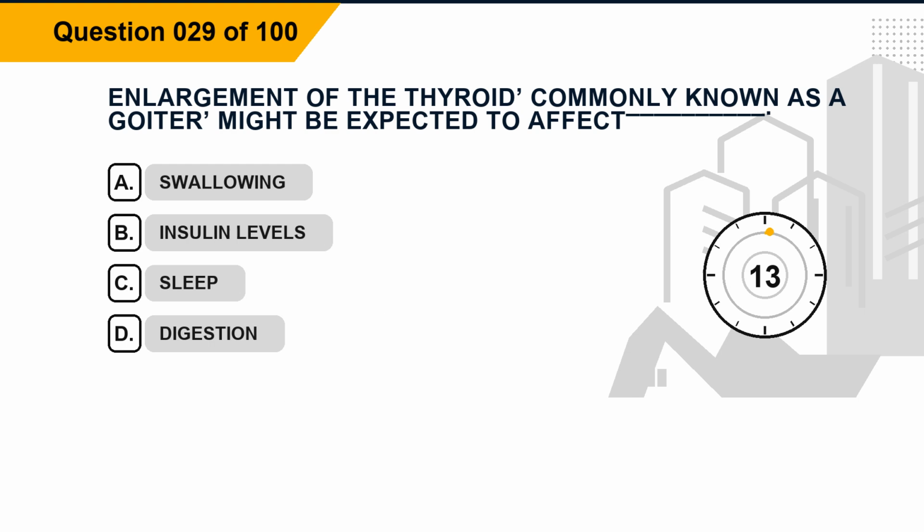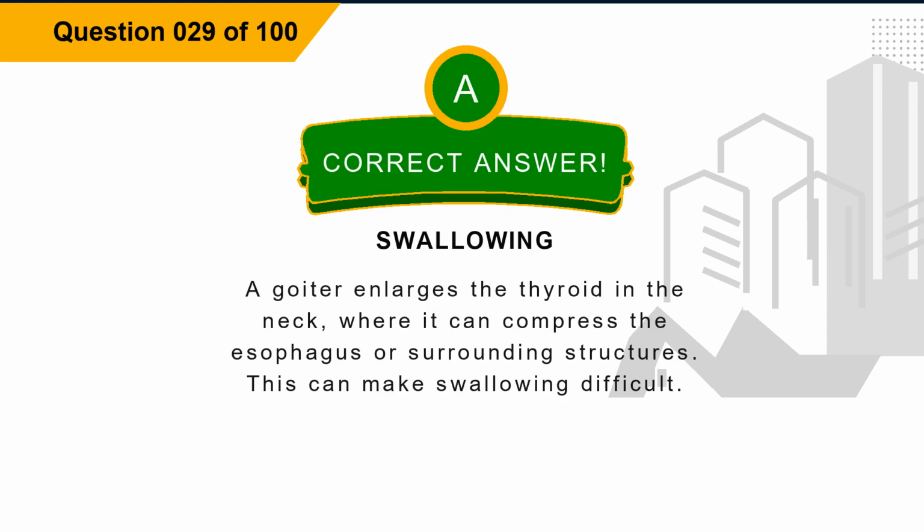Question 29. Enlargement of the thyroid, commonly known as a goiter, might be expected to affect blank. Option A, swallowing. Option B, insulin levels. Option C, sleep. Option D, digestion. The correct answer is option A, swallowing.